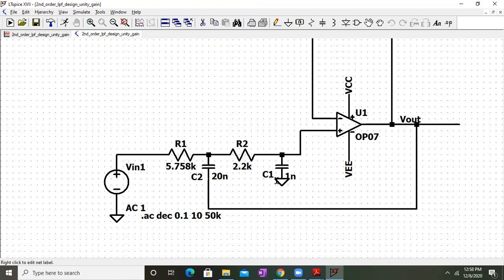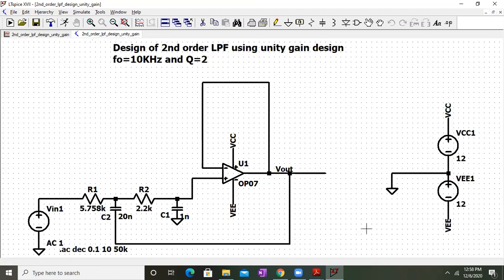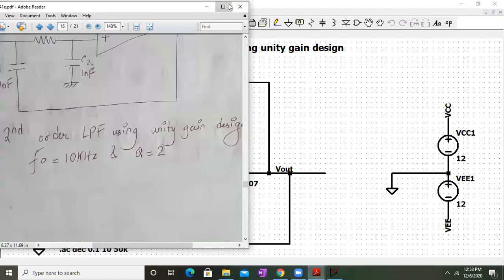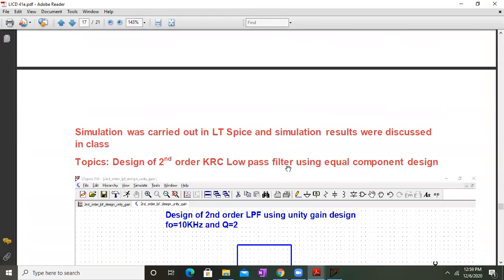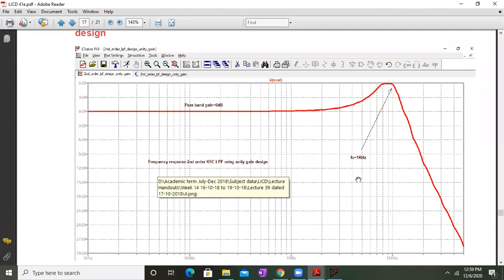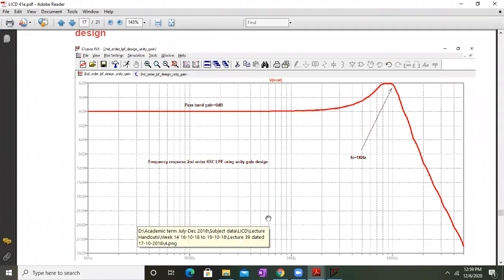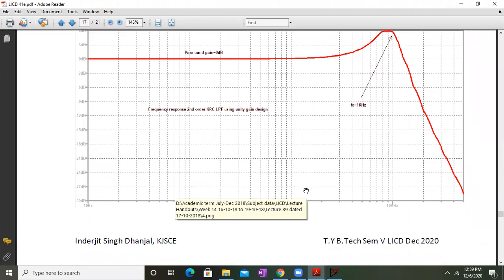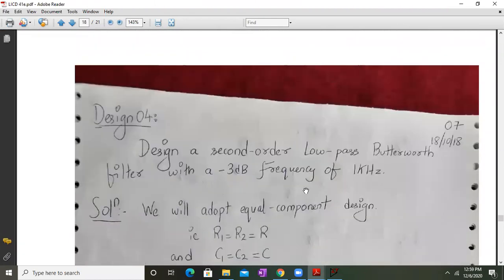So this was the design for a second order low pass filter using unity gain design, where f0 was 10K as it was coming and quality factor was 2. That's how you proceed with the design for the unity gain design equations. Next, this is what we have done. So this f0 was 1 kilohertz, and that's the frequency response for a KRC low pass filter, second order low pass filter using unity gain design.